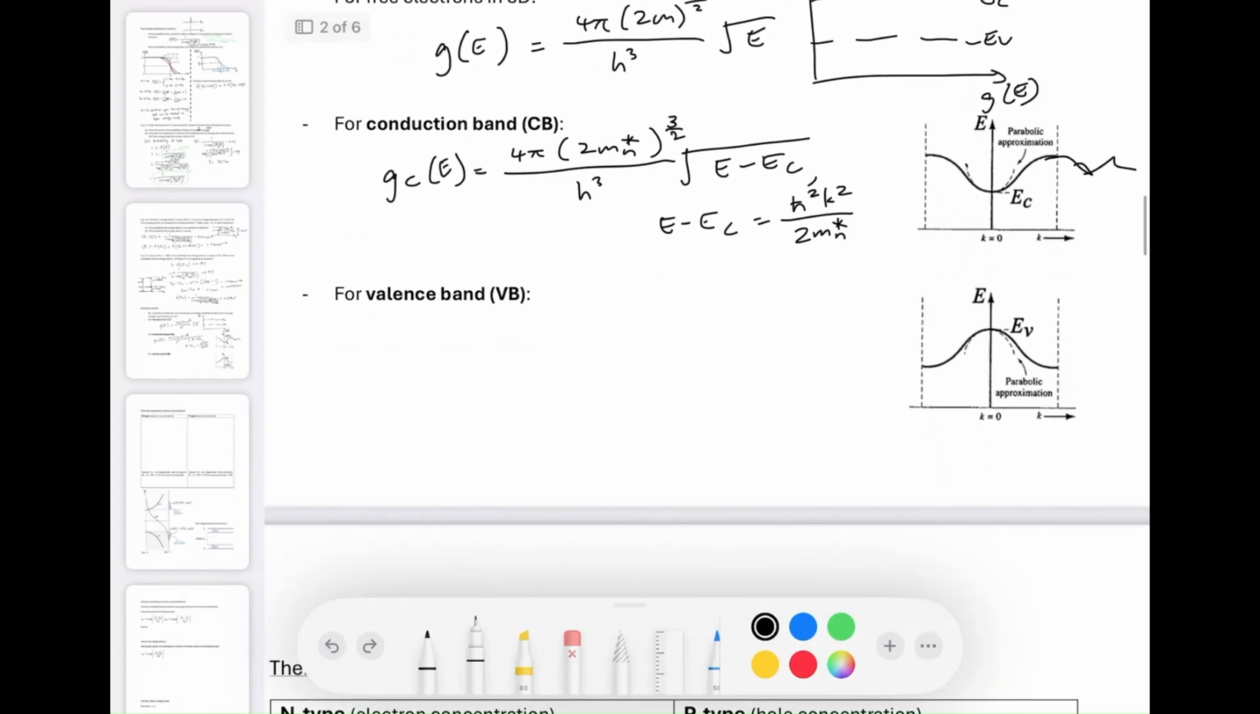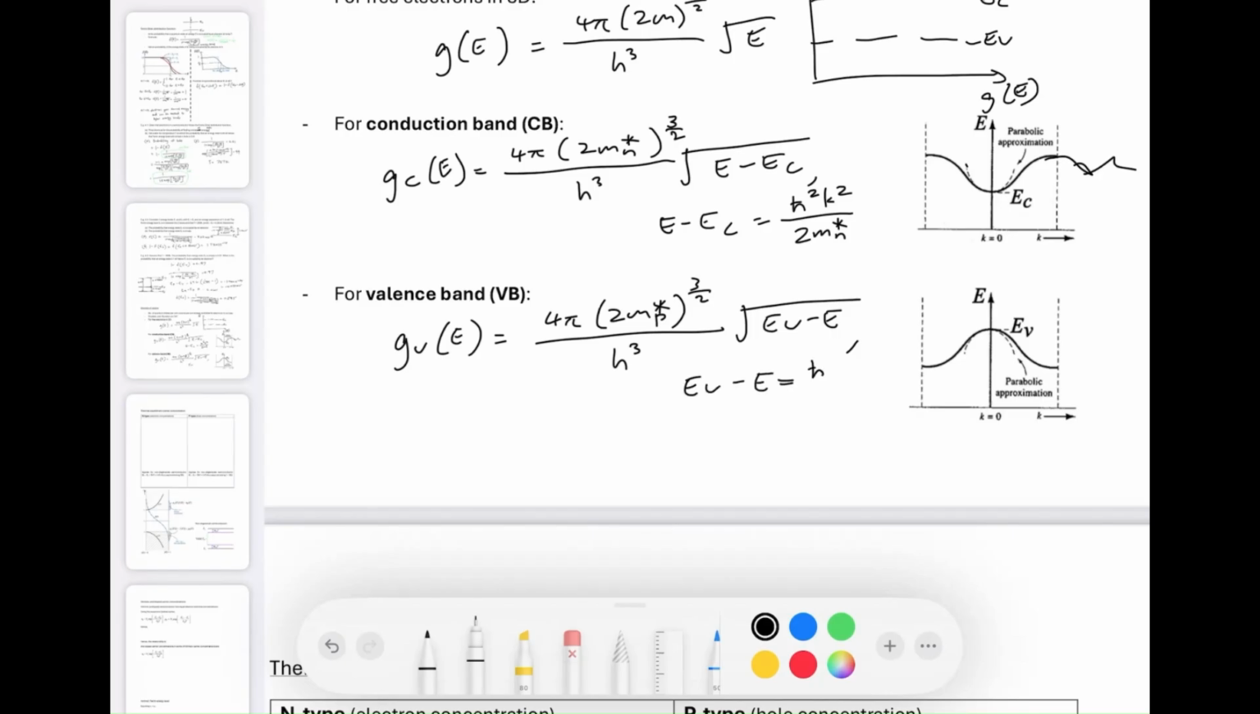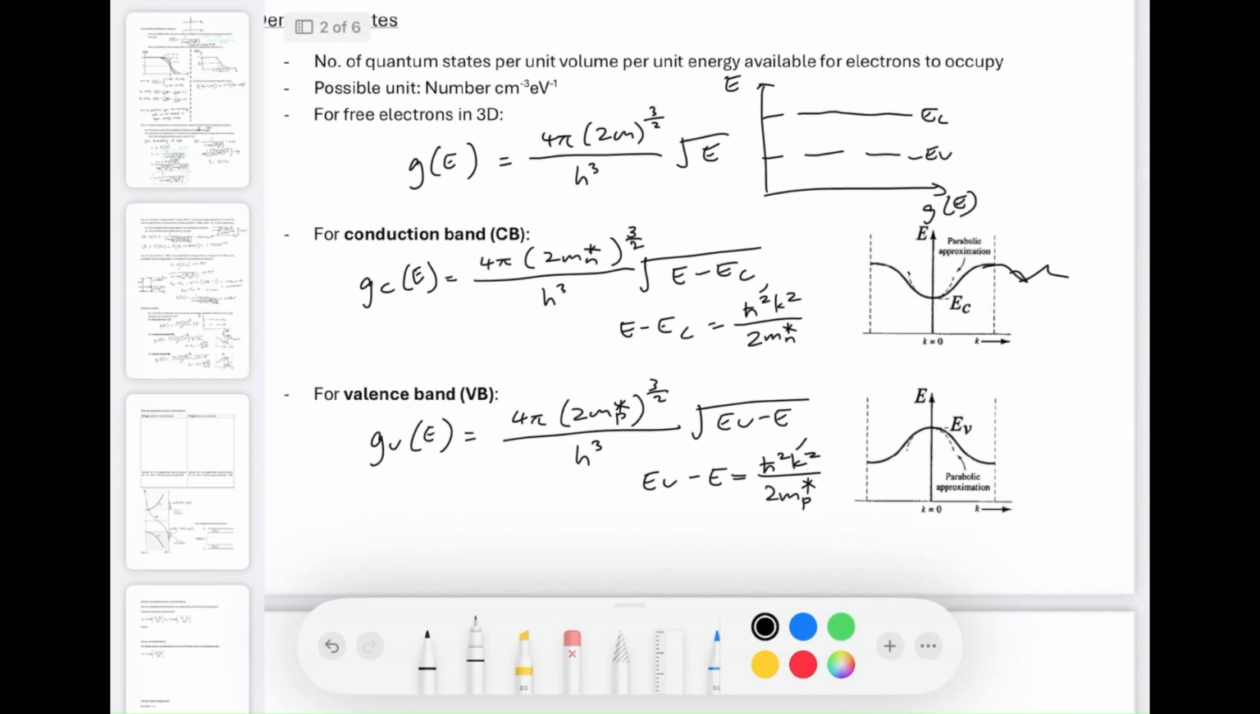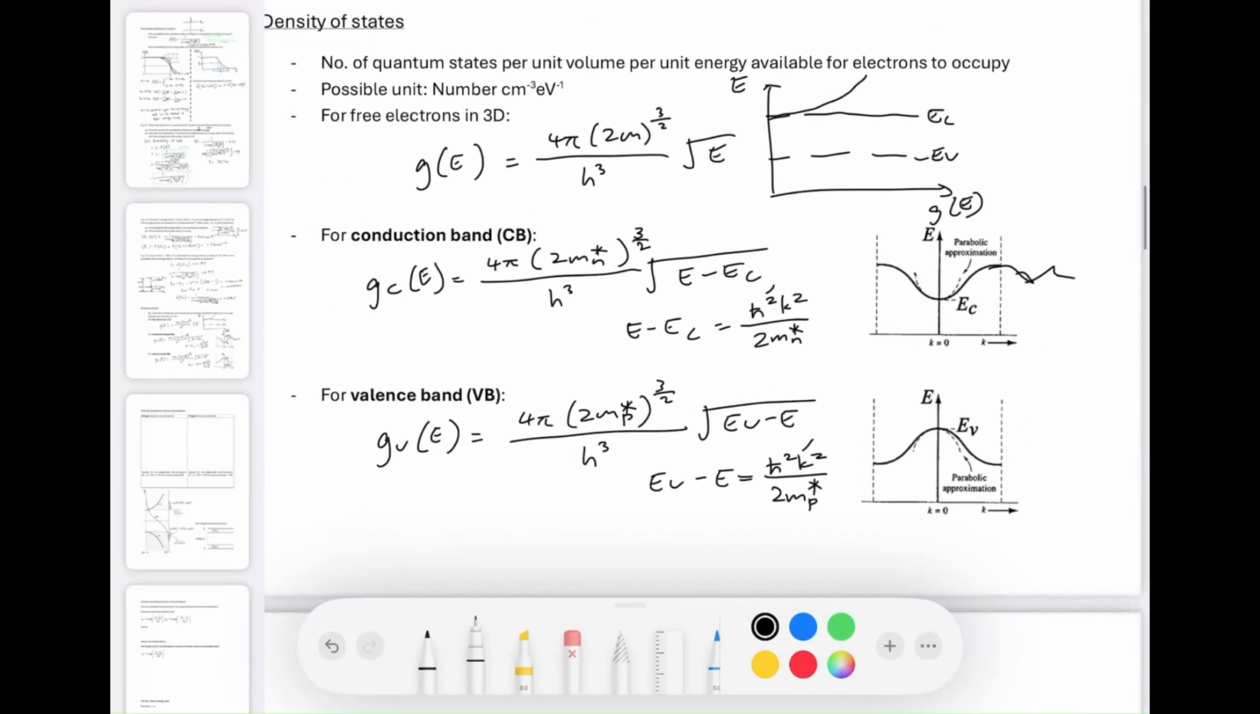Similarly for the valence band, the density of states is 4 pi, but this time it's the effective mass of the hole, because it's in the valence band, to the power of 3 over 2, over h cubed, times the square root of EV minus E. EV is the top of the valence band. Again, a parabolic approximation can be made near the top of the valence band. Here EV minus E is the same thing: reduced Planck constant squared, k squared, divided by 2 times the effective mass of the hole. So this will look like this.